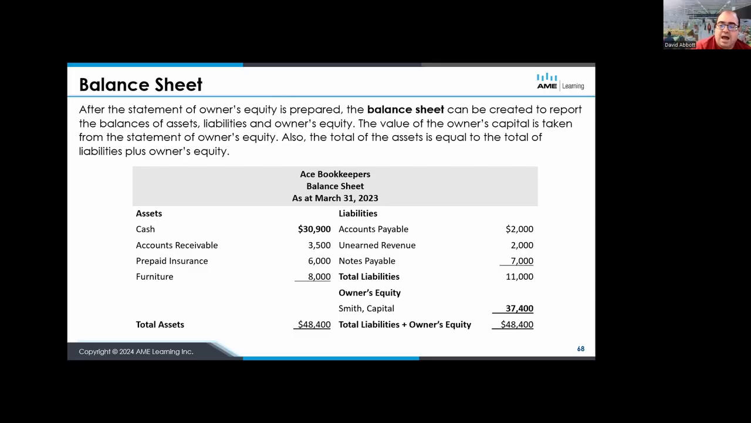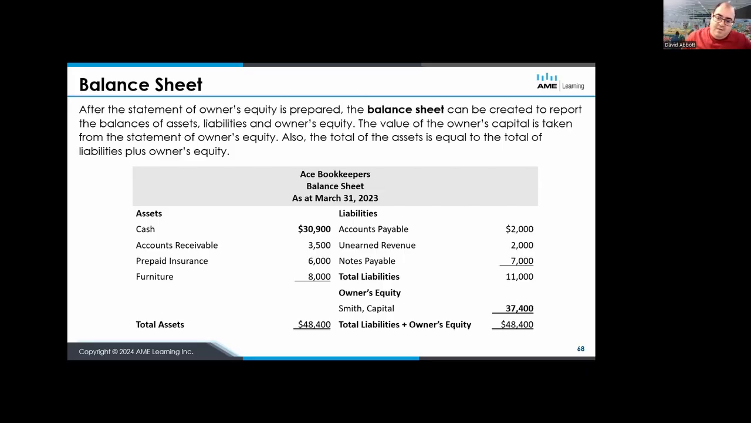So then we'll take a look at his balance sheet. After we've prepared our statement of owner's equity, we can then go ahead and create our balance sheet that reports the balances of all of our assets, all of our liabilities, and all of our owner's equity. The value of the owner's capital is going to be taken from the statement of owner's equity. Also, the total of assets has to be equal to the total of our liabilities and our owner's equity.